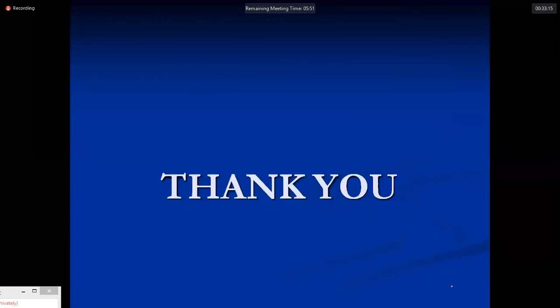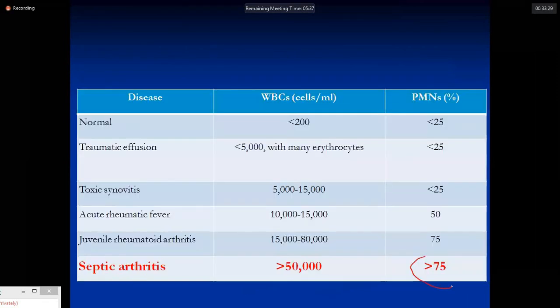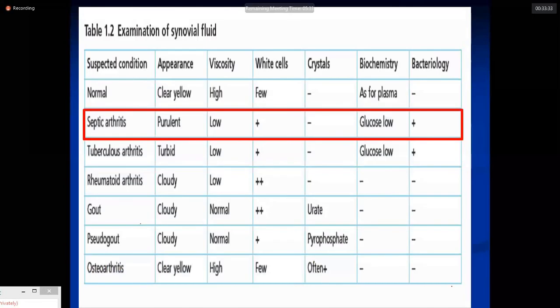So we'll stop here. I think only 5 minutes have been left. About the differential diagnosis and treatment, we'll try to cover it in the next lecture. If you have anything to ask, we are going to have some time left. So remember this slide. This slide shows the differential diagnosis between the different types of conditions that can occur within the joint.